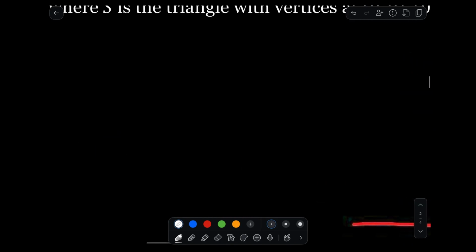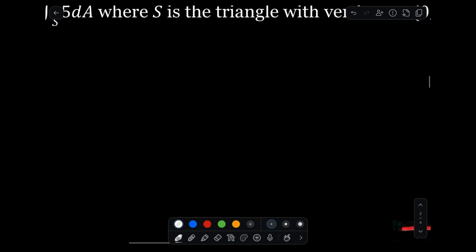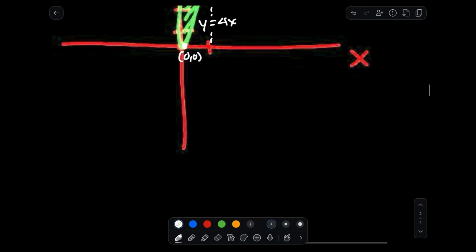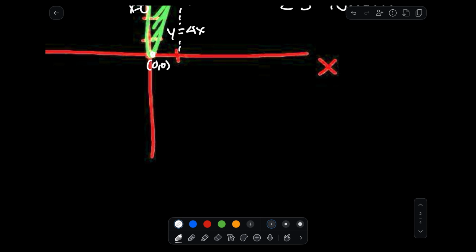So let's actually get our double integral done. I think I'm going to write it in dy dx, because I like that y equals 4x there. It's pretty straightforward. So we're going to bring out the 5. It's a constant.